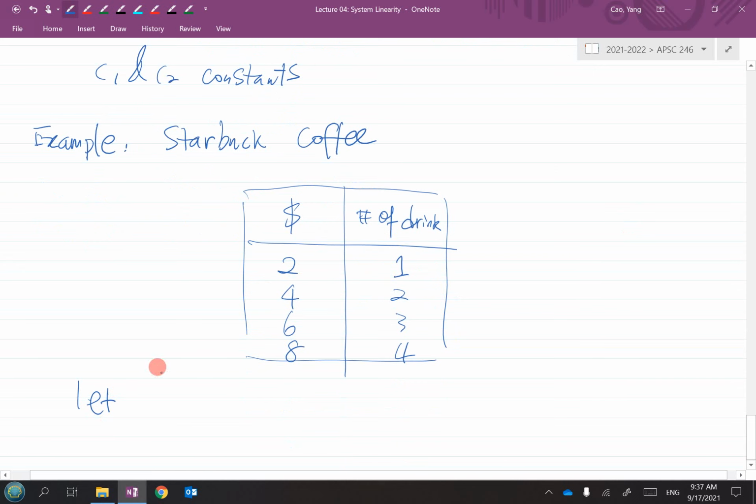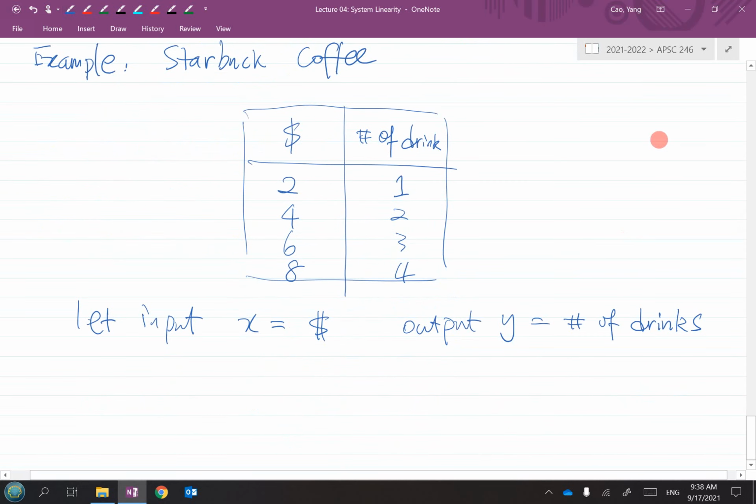When you try to model this system, you have to have an input and an output. So you look at this description and decide, what's my input? My input must be the dollars. How much money you put in, then a certain number of drinks is produced. So let the input be X, equal to a certain amount of dollars, and I'll let the output Y be the number of drinks.